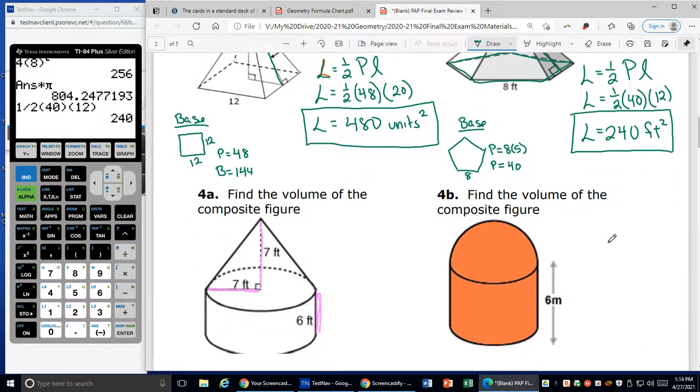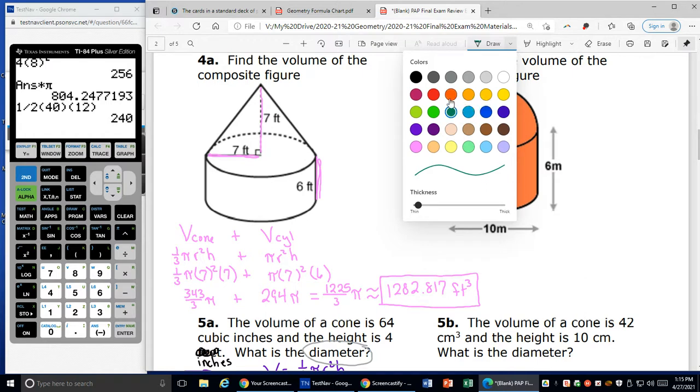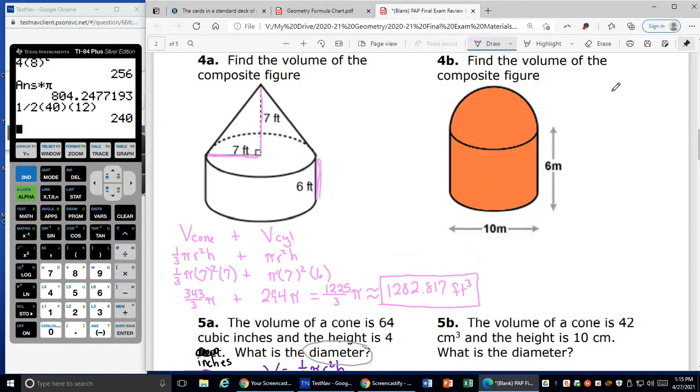Let's look at 4B. Find the volume of the composite figure. So this one is a little different than the last one because it's a little bit different shape. I still have a cone on the bottom, but I have a half of a sphere, or a hemisphere, on top. So on this one, I'm going to need the volume of the hemisphere. And then to that, I'm going to add the volume of the cylinder. And I'm going to add those two things together once I get them.